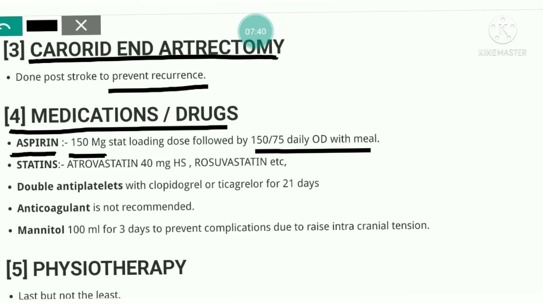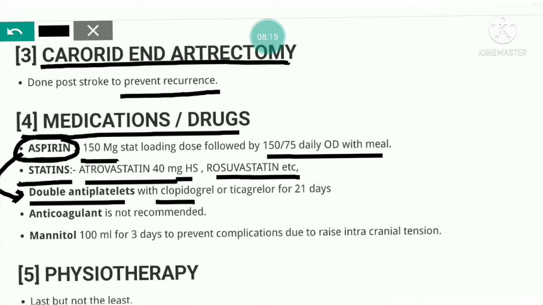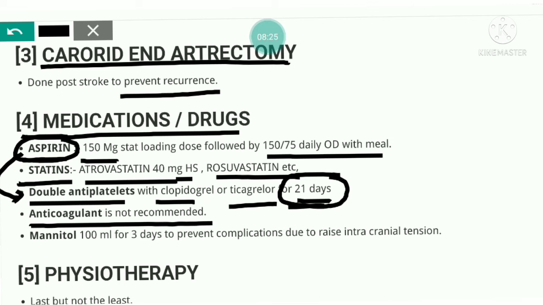The next most important is the statin. Statin is an anti-hyperlipidemic drug. Atorvastatin 40 mg at bedtime or rosuvastatin. Sometimes we should go for dual antiplatelet medication. Aspirin is an antiplatelet drug. Along with aspirin, we have to give another antiplatelet medication, which is clopidogrel or ticagrelor. This dual antiplatelet therapy should be given for 21 days. There is no role of anticoagulant medication like warfarin.